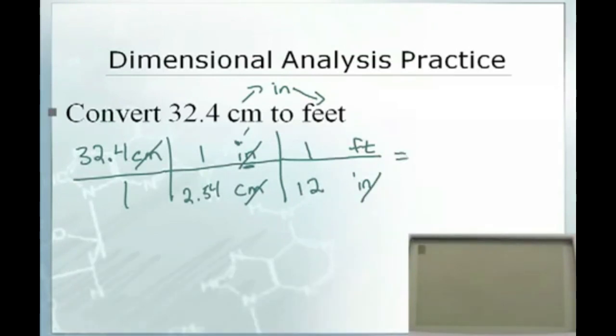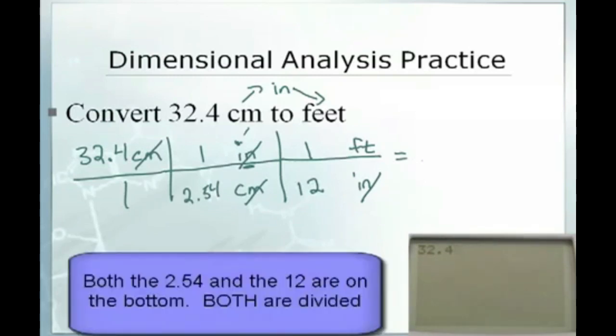Now, this is a very important thing to understand. We have two numbers, and they're both on the bottom. So on your calculator, you're going to push divide, divide. 32.4 divided by 2.54 divided by 12. Do not hit the multiply sign. 1.062992126. I'll stop there.